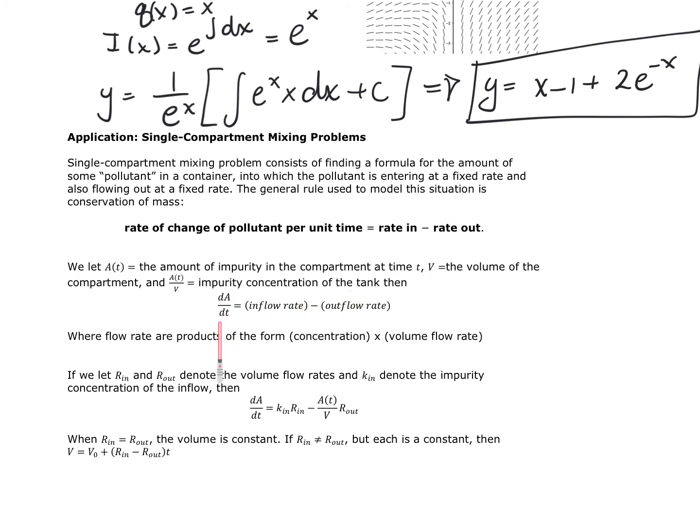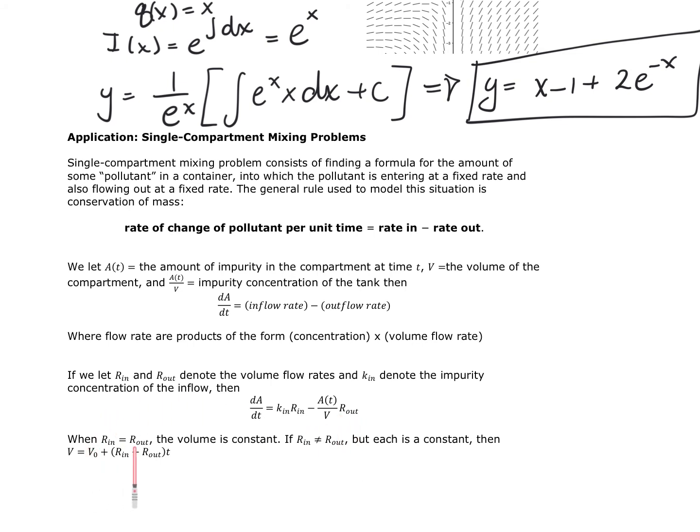So in other words, dA/dt must be equal to the inflow rate minus the outflow rate, where the flow rates are the products of the form of concentration multiplied by the volume flow rate. We're going to let R sub in and R sub out denote the flow rates in and out, and K sub n denote the impurity concentration of the inflow. Then what we end up with is dA/dt, the change in the amount of impurity with respect to time, is equal to K sub n multiplied by R sub n minus A of t divided by V multiplied by R out.